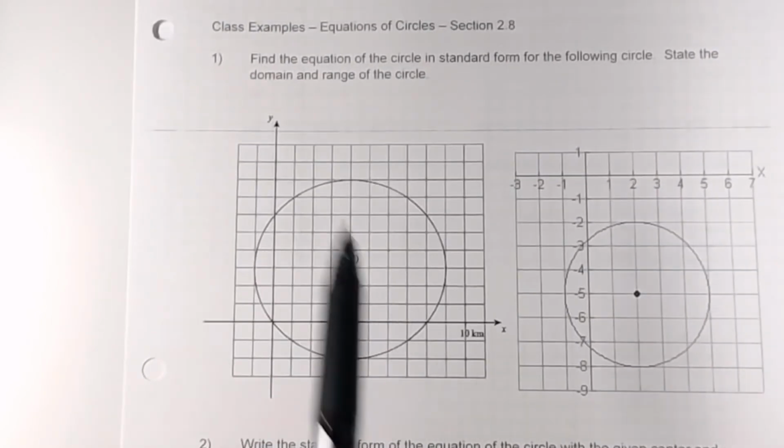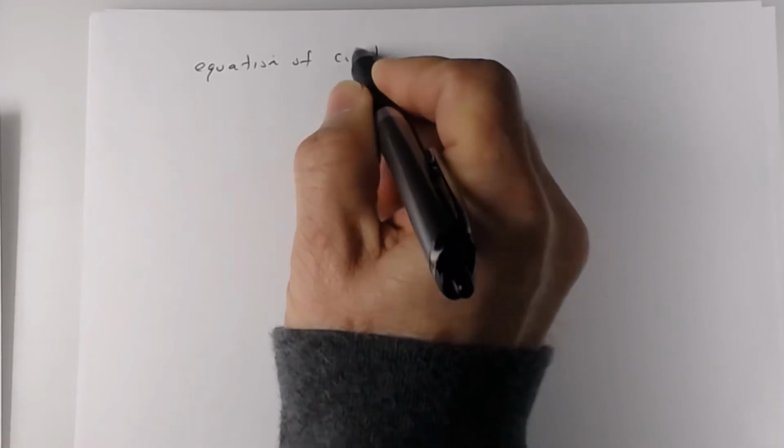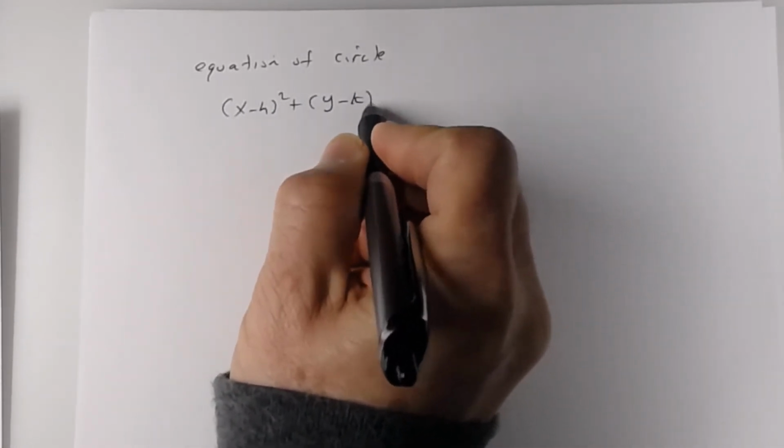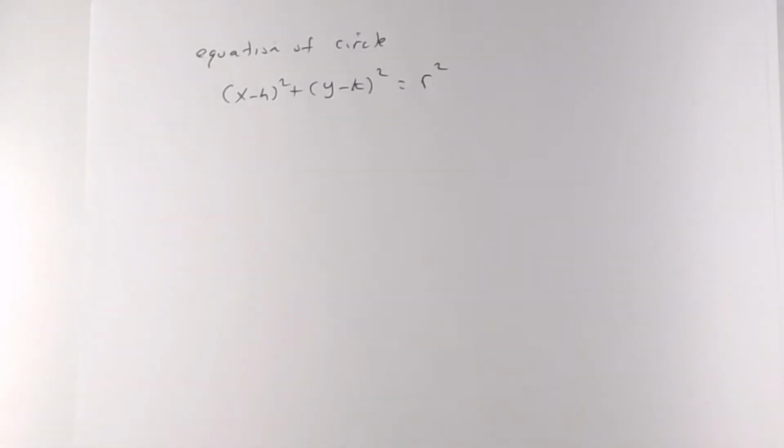Okay, so number one, it's saying find the equation of a circle. Well, if it's asking to find the equation of a circle, then what should I be looking at? The formula for the equation of a circle. What is it? x minus h squared plus y minus k squared equals r squared. So that's the equation of a circle.